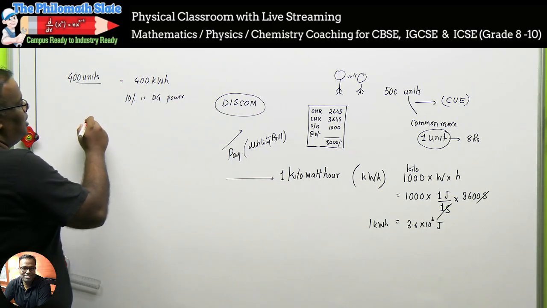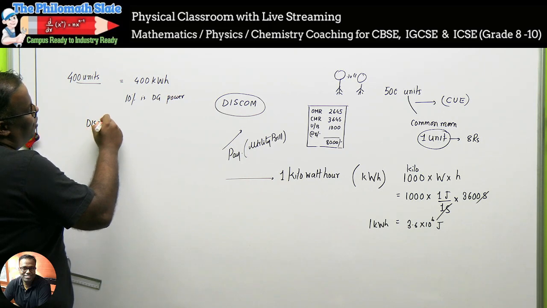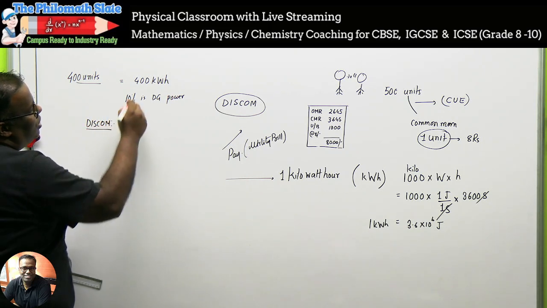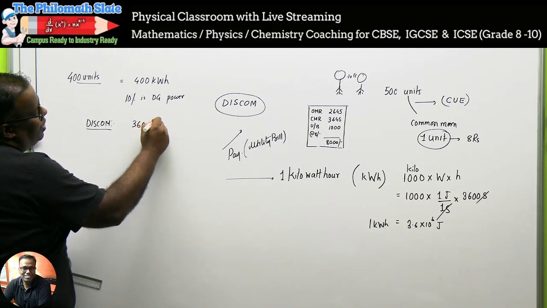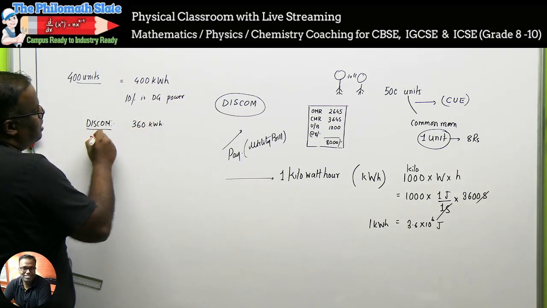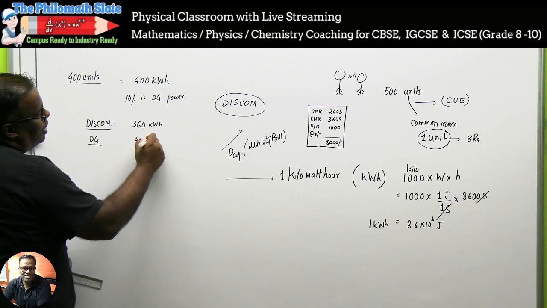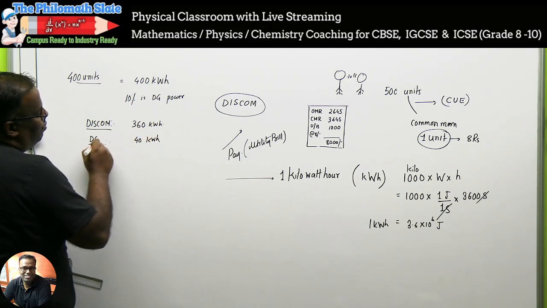So then we say that from the DISCOM, that is from the Telangana board, you drew 360 kWh, and the DG you drew 40 kWh. Are you fine with this calculation?